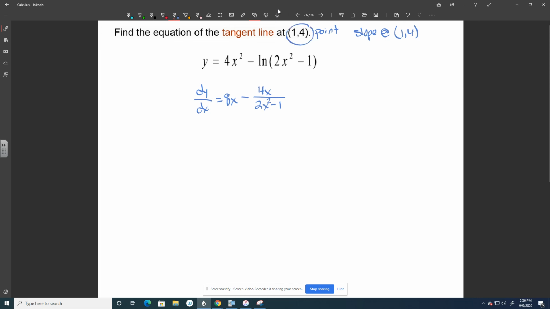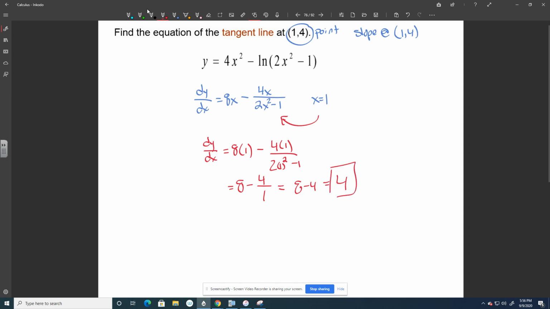So I'm going to take my point (1, 4), which means that x is equal to 1, and I'm going to plug that into my function here. So the derivative is going to equal 8 times 1 minus 4 times 1, all over 2 times 1 squared. Be careful, don't accidentally square the 2, minus 1. Which equals 8 minus 4 times 1 is 4. 1 squared is 1 times 2 is 2 minus 1 is 1. So this just becomes 8 minus 4, which is equal to 4. So my slope at my point, my m, is going to equal 4.